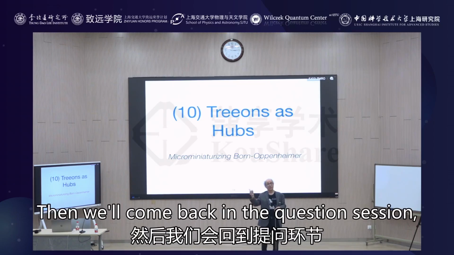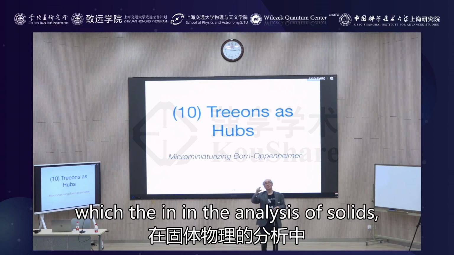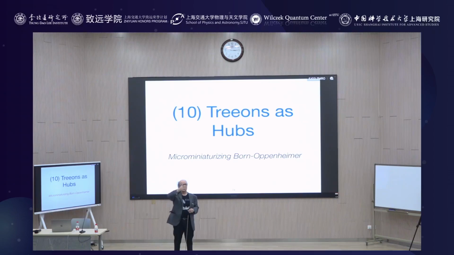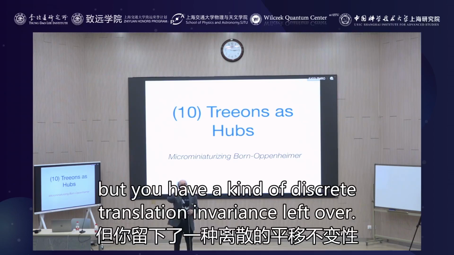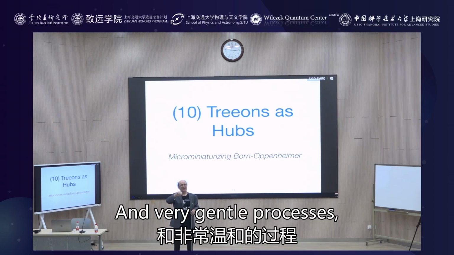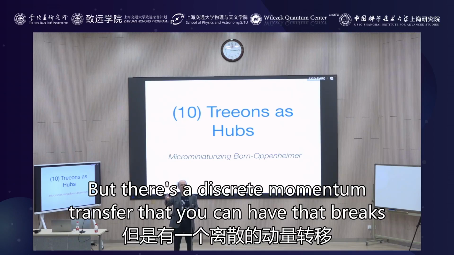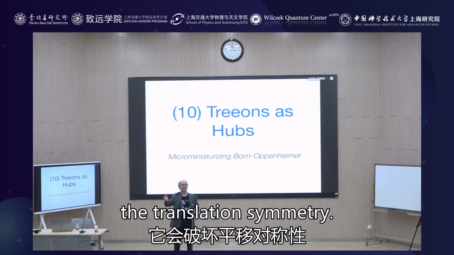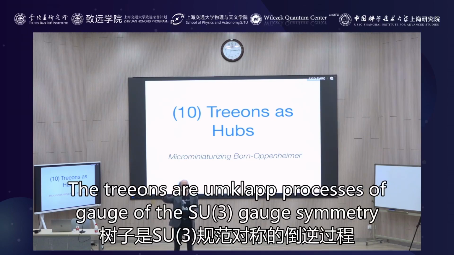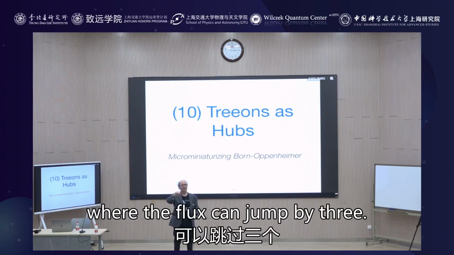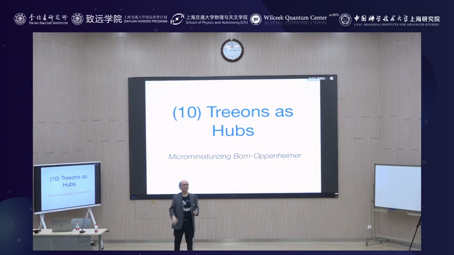Let me just add one more remark, then we'll come back in the question session. In the analysis of solids, there's a concept called umklapp processes. You break translation invariance, but you have a kind of discrete translation invariance left over. And in very gentle processes, momentum will still be conserved, but there's a discrete momentum transfer that you can have that breaks the translation symmetry. The trions are the umklapp processes of the SU(3) gauge symmetry. They're where the flux can jump by 3, basically.